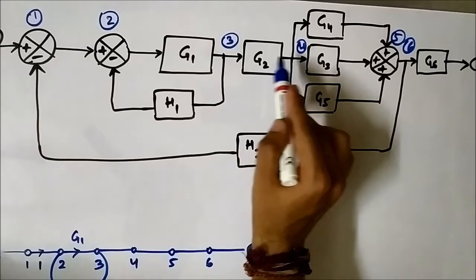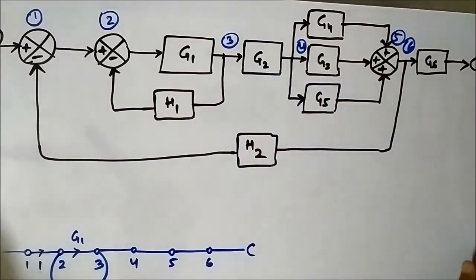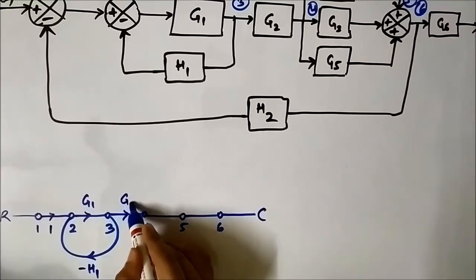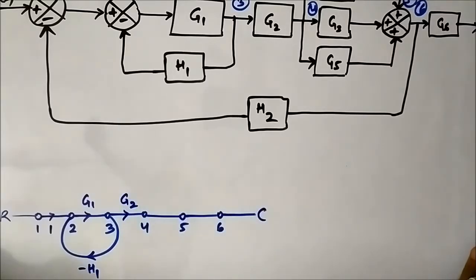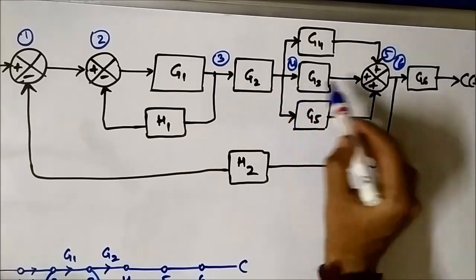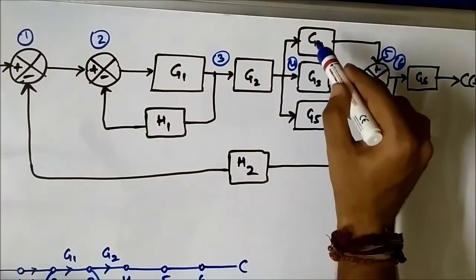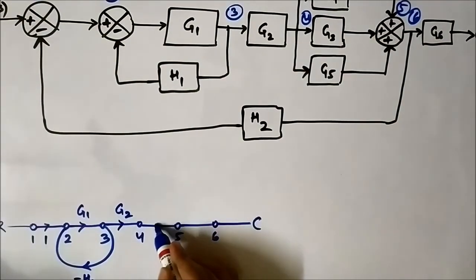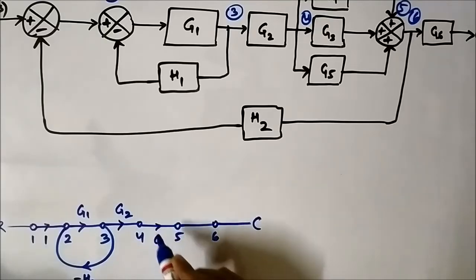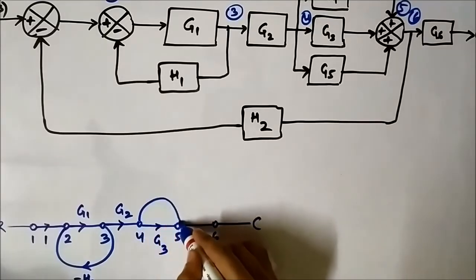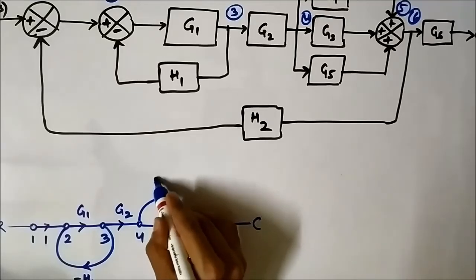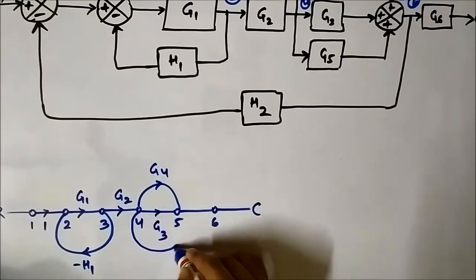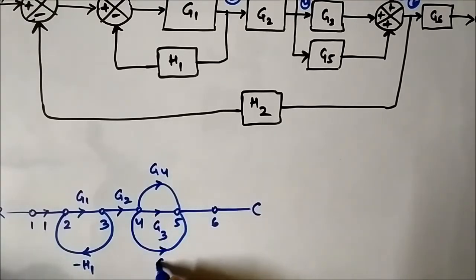Then between 3 and 4 there is a forward gain of G2. Then between 4 and 5 there are three forward paths with gains G3, G4 and G5. Here we will do the same: between 4 and 5 there is G3, there is G4, and then there is G5.